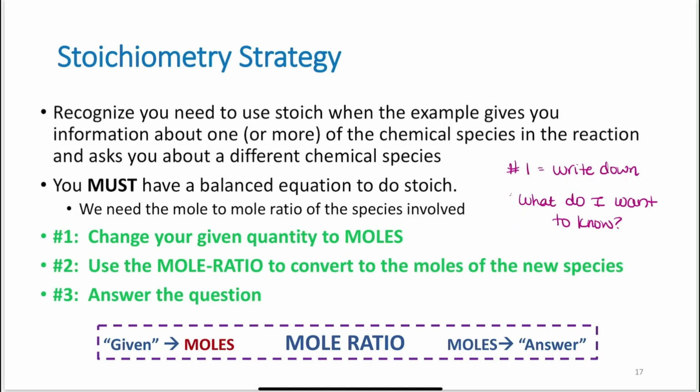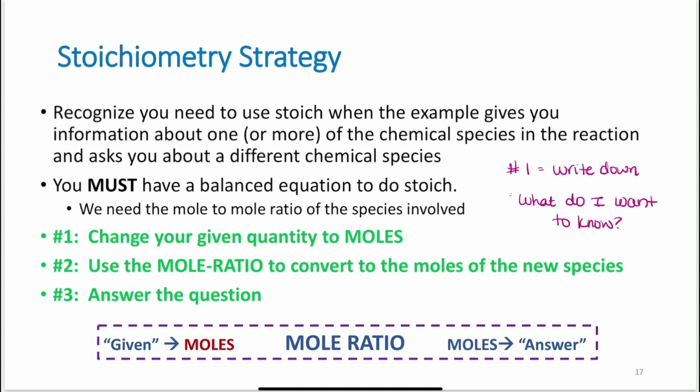So first, you do need to recognize that you need to use stoichiometry when the example gives you information about one or more of the chemical species in the reaction and asks you about a different chemical species. What does that mean? Well, it's all about context. I talked about that in a previous video about how in the English language, we use context a lot to figure out what we're really trying to say. We have a lot of words that are spelled the exact same, but they have different meanings and they're pronounced differently. And we use context to figure out what we're talking about and what we mean. It's the same thing in chemistry. We have to read into the context of the question. It's not always explicitly stated, but through studying, through practicing, through working problems, you'll be able to pick up that context as well.